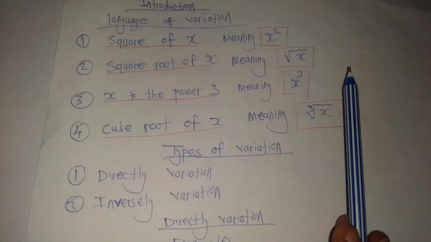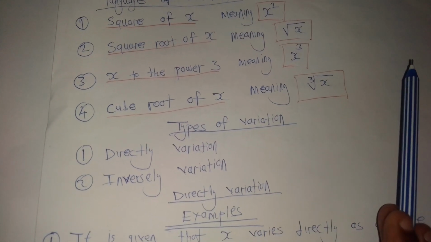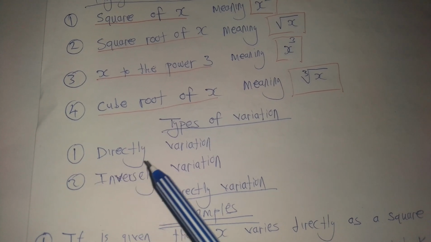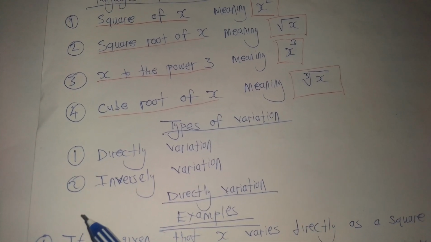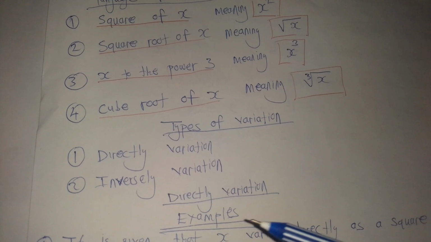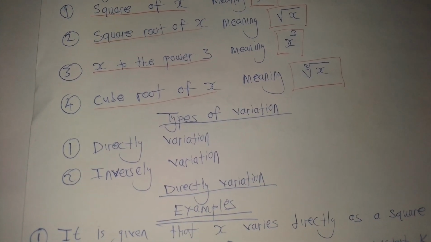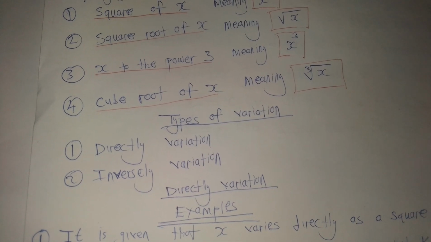Types of variation. We have 2 types of variation. Number 1, direct variation. Number 2, inverse variation. To start with direct variation, we are going to look at examples.